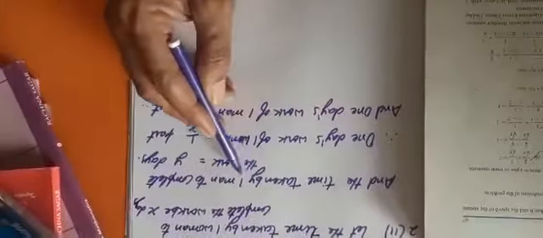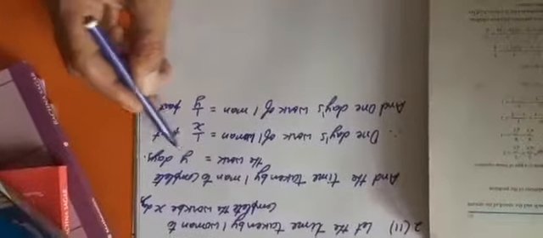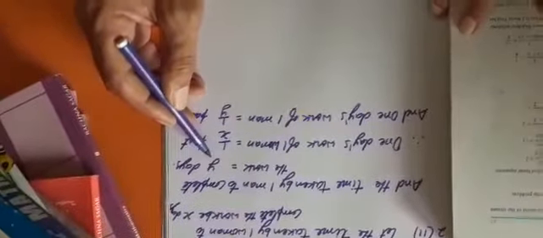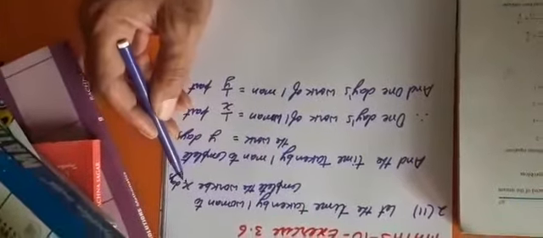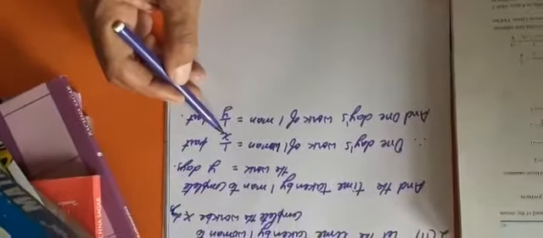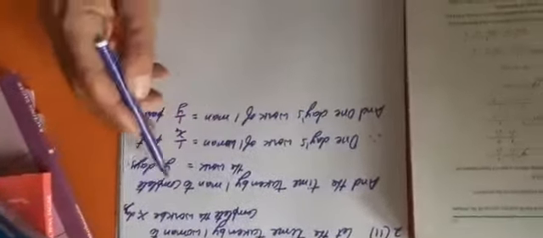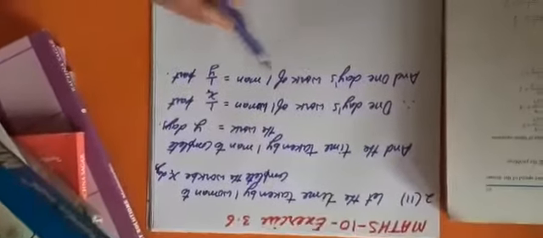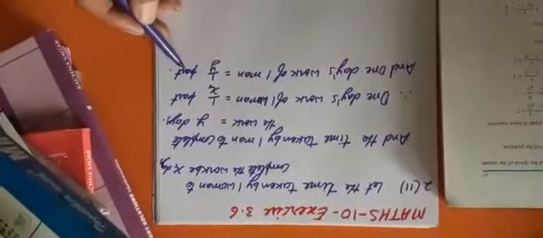Let the time taken by one woman to complete the work be x days and the time taken by one man to complete the work be y days. See, one woman completes the work in x days. Therefore, her 1 day's work will be 1 upon x. Similarly, one man completes the work in y days. Therefore, his 1 day's work will be 1 upon y.